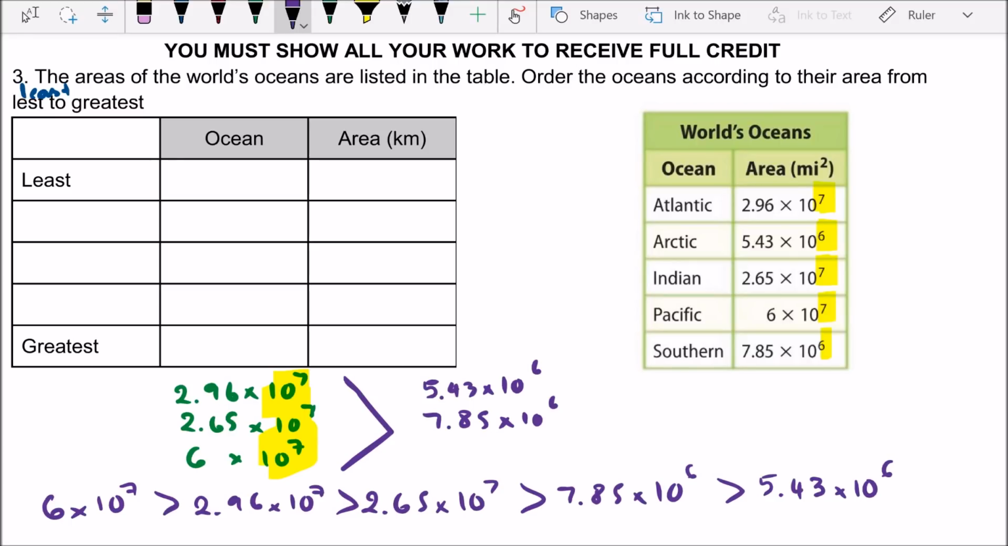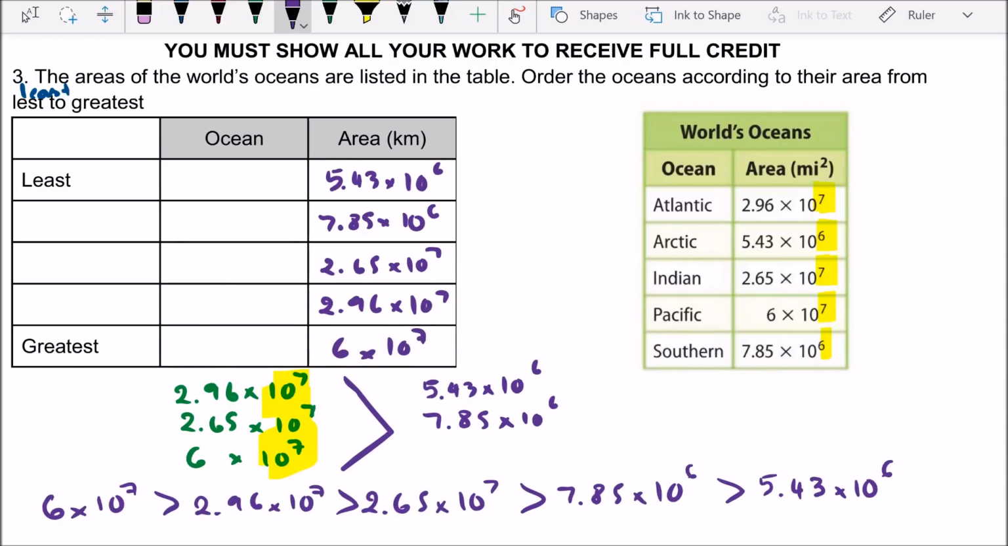In the table, they already have it set up from least to greatest. So we're going to put all the numbers into the boxes. First, 5.43 times 10 to the 6. Make sure you put them in the correct order. And the next one is going to be 7.85 times 10 to the 6. Next one is 2.65 times 10 to the 7, then 2.96 times 10 to the 7. And the last one is 6 times 10 to the 7.